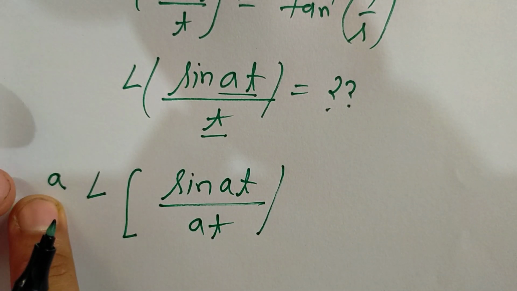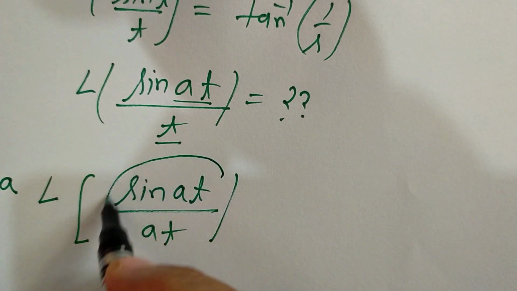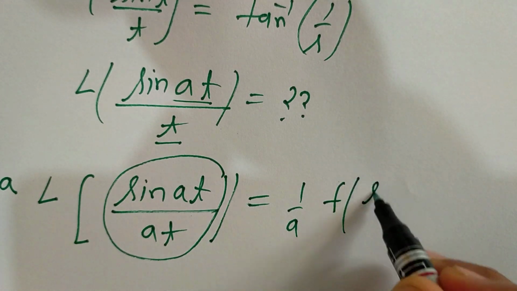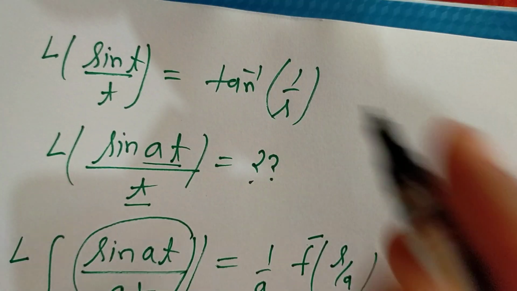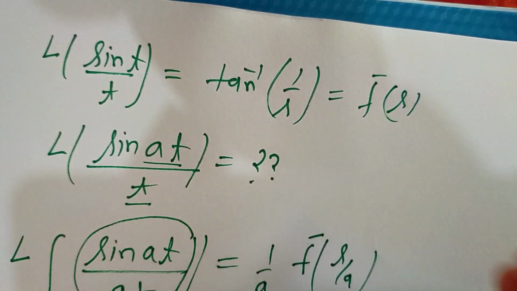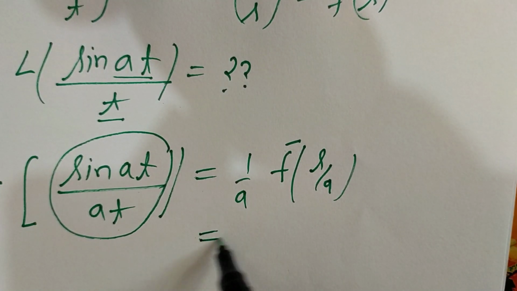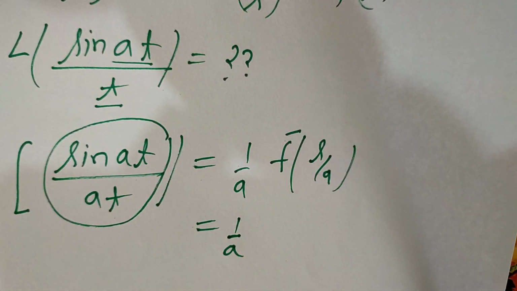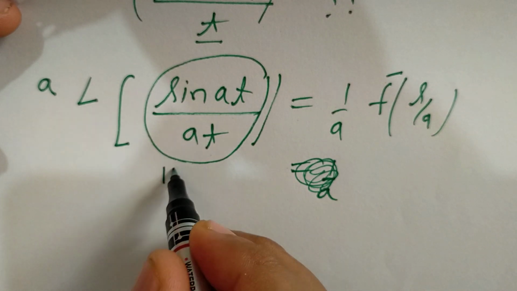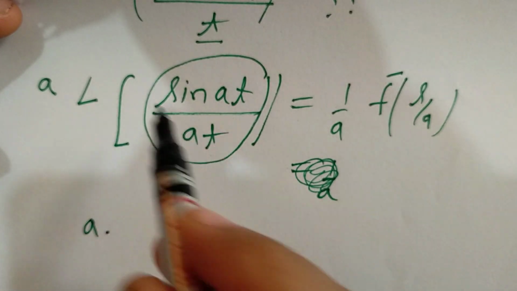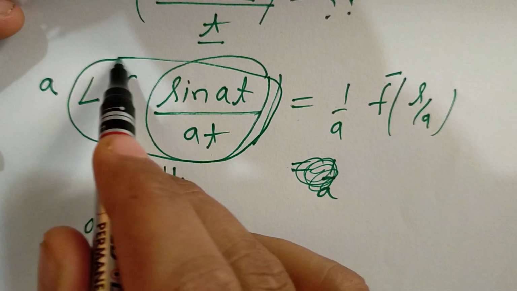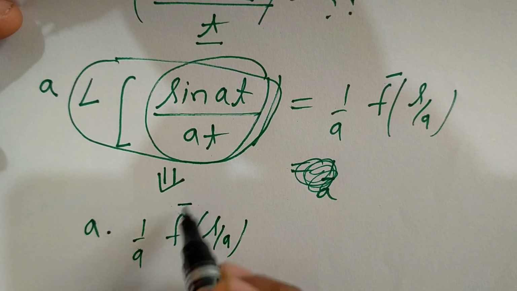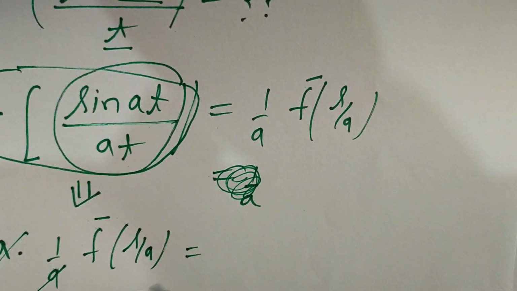Now this is the f(at) form. So this will be 1 by a and F(s by a), where F(s) is Laplace of f(t). So this will be 1 by a, times a, and Laplace of sin(at) by t will be 1 by a and F(s by a). So the a cancels, and only F(s by a) remains.